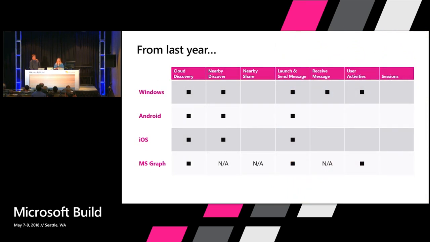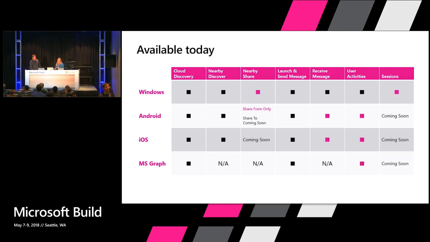Those of you who were at the session last year for Project Rome might remember that we announced the iOS and Microsoft Graph APIs to complement the experiences we were building for Windows. Well, you might have noticed by now, it's been a really busy year for us. So we're super excited to bring you guys Nearby Share on Android and Windows, receiving messages on Windows, Android, and iOS, user activities across the board, including Microsoft Graph, and sessions on Windows.